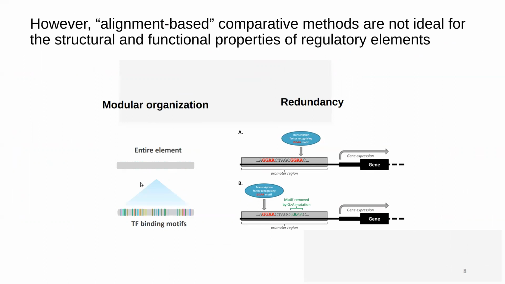But of course, the element itself is composed of multiple basic units of regulation, which are TF binding motifs. And you can have multiple kinds of binding motifs and also repeat instances of the same motif, and the entire functional landscape can be quite redundant, as illustrated here. So you might actually have two motifs for the same transcription factor, and changing one of them, while it alters the sequence, doesn't really alter the functional output of the sequence.